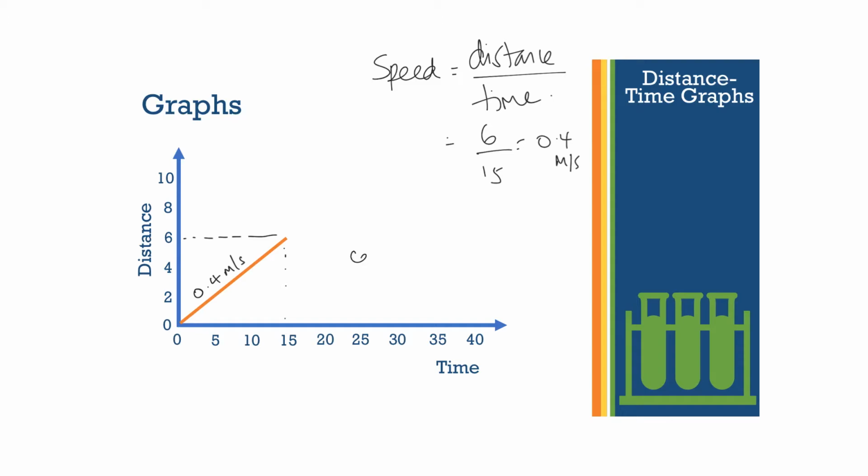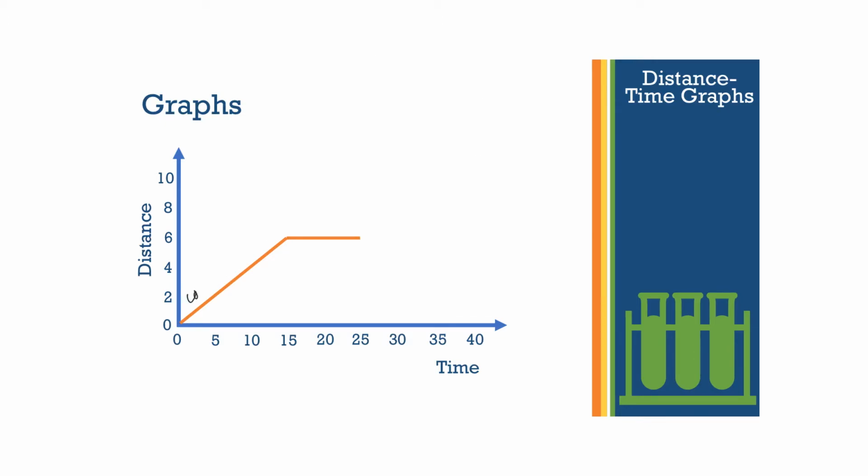In other words, it's moving at a constant speed. And that just means it's moving at the same speed. So every single second, it's moving 0.4 meters. So I've now added an extra horizontal line, but let's just remind ourselves that the first part from the previous slide was constant speed. But what does the next horizontal line tell us?